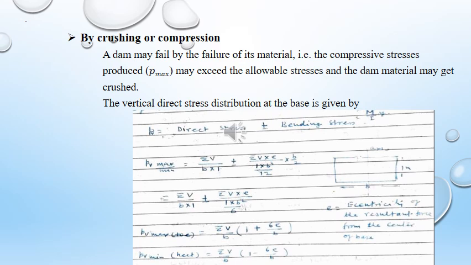So, then the moment of inertia means 1 into B cube by 12, as well as the y maximum comes out to be B by 2. So, put all the values here. So, the P_B maximum or minimum is the summation of V upon B plus or minus summation of V into e into 1 into B square by 6. So, P_B maximum comes out to be summation of V upon B in bracket of 1 plus 6e by B. So, this comes out with the positive sign taken.